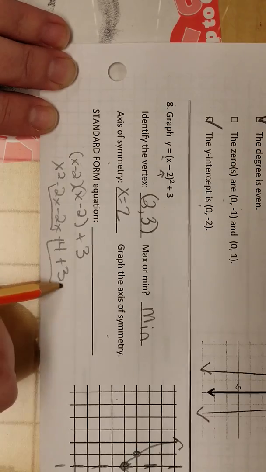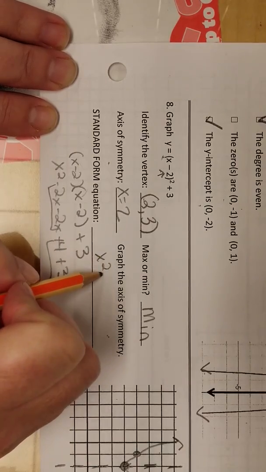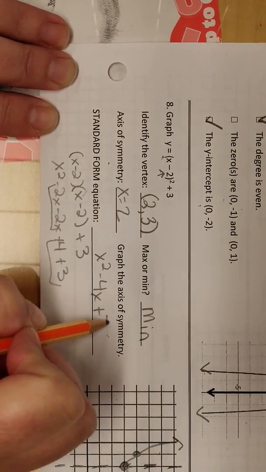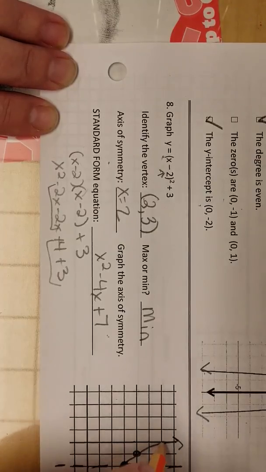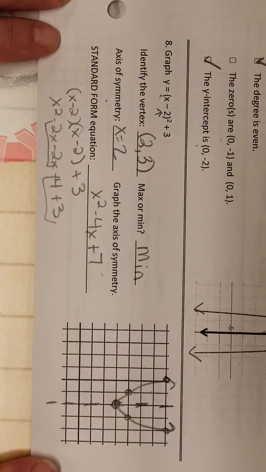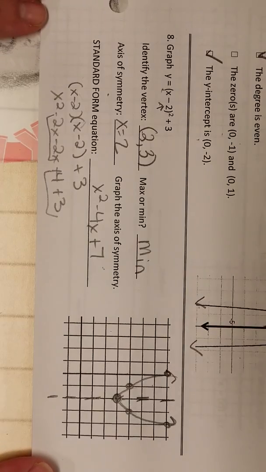Combine all our like terms. We'll get an x squared minus 4x plus 7. So that means 1, 2, 3, 4, 5, 6, 7. Oop, I was close. I was very close when I drew that. And there is your final for the front page.